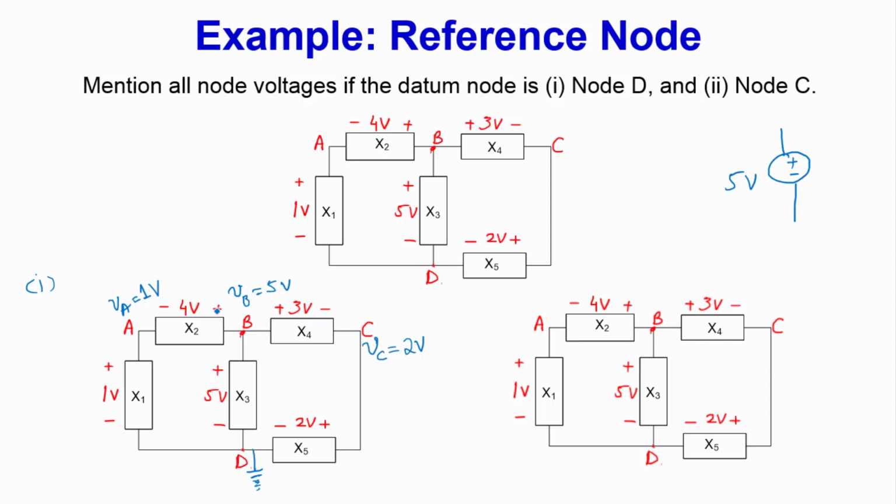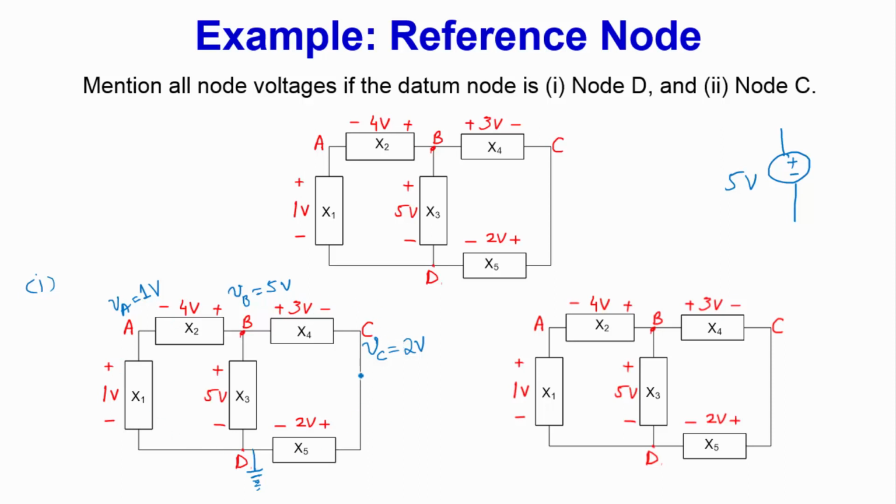So you can see the positive terminal, which is node B, is 5 volts, which is 4 volts higher than the negative terminal, which is node A, with a voltage of 1 volt. Similarly, we can further verify VB and VC by looking at X4. It says that its positive terminal is 3 volts higher than its negative terminal, which is true because its positive terminal VB is 5 volts, which is 3 volts higher than VC, which is 2 volts.